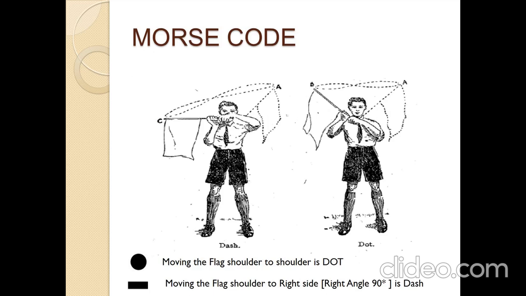Now I already showed this picture. See, moving the flag shoulder to shoulder is dot. Moving the flag shoulder to right side, that is right angle 90 degrees, is dash. That is did da.